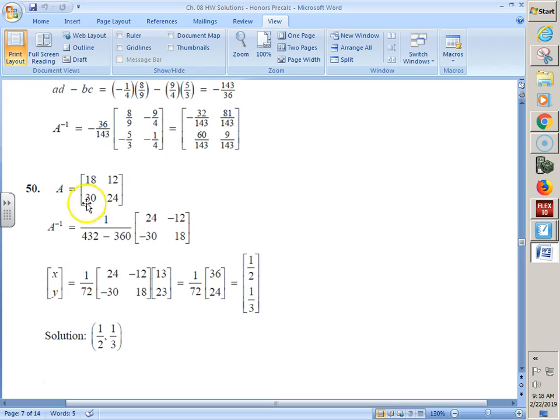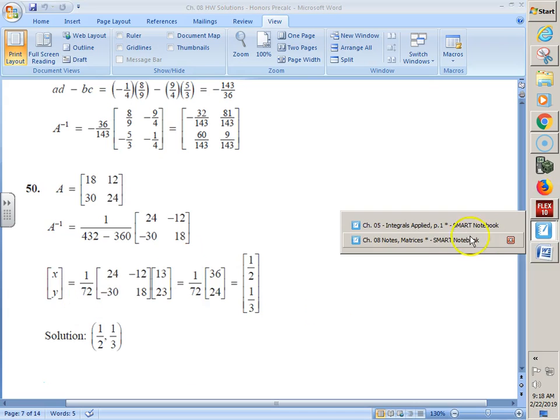Number 50 was a lot nicer, even though the numbers were big. Quick multiplication gets us our determinant of 1 over 72. And then we end up with the inverse matrix, and they're saying multiply that inverse matrix by, it was just what we were talking about.